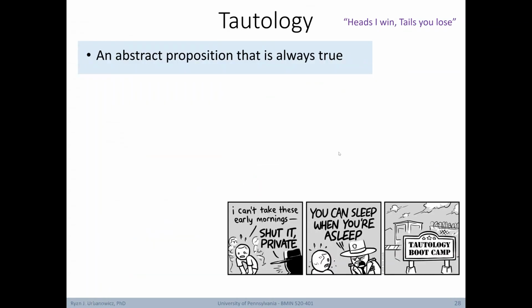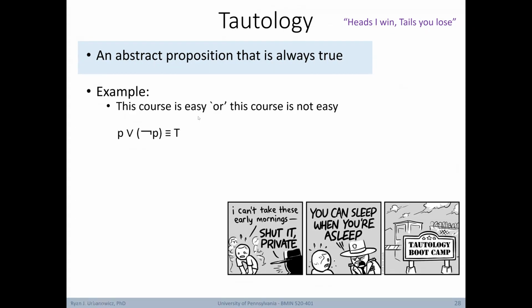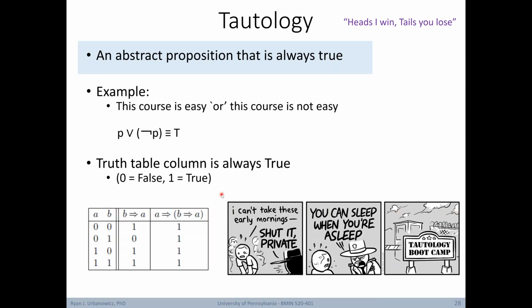A tautology is an abstract proposition that is always true. In other words, the sentence, heads I win, tails you lose, which always has to be true. Another example is, this course is easy, or this course is not easy, which also, by necessity, always has to be true. Here we represent that statement with symbols. P or not P is equivalent to always true. If we look at an example of a tautology in a truth table, we'll notice that every single row, otherwise known as an interpretation or model, is always true, or the number 1.